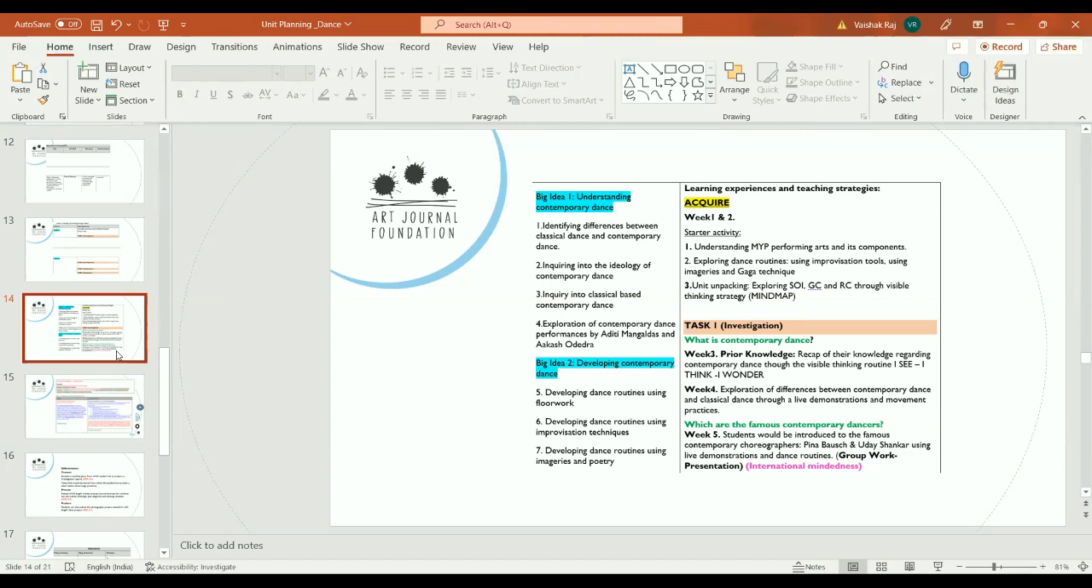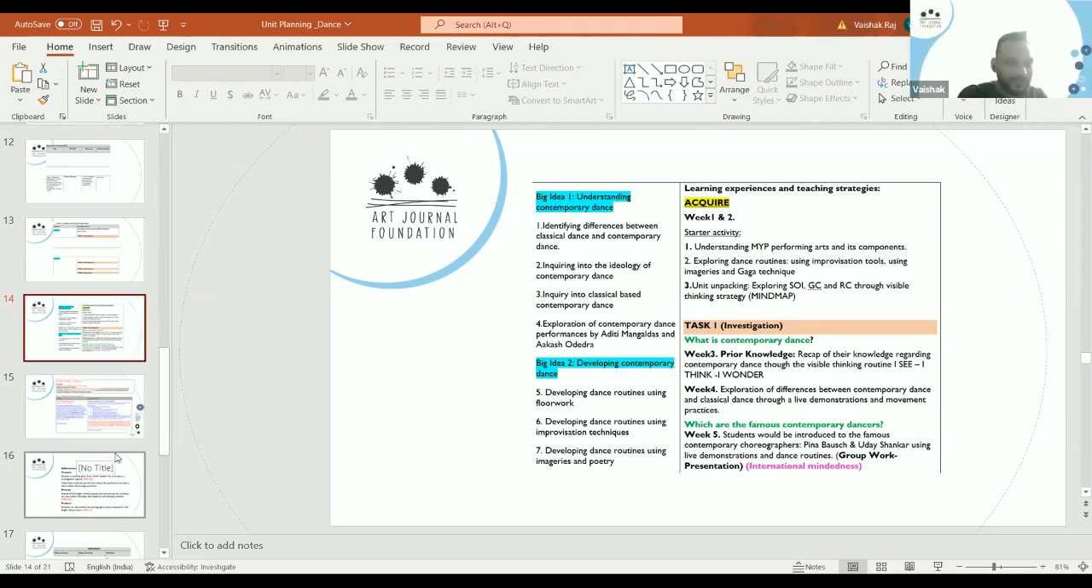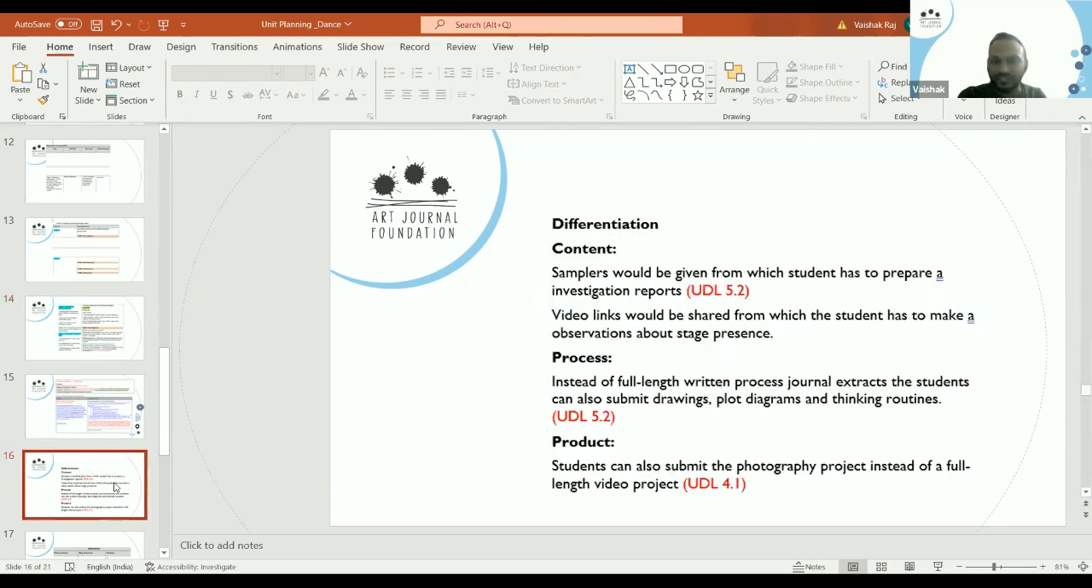Okay. We'll be sharing the recording also with you. The last part is differentiation: content, process, and product. Okay, we'll have a little bit of discussion on this.